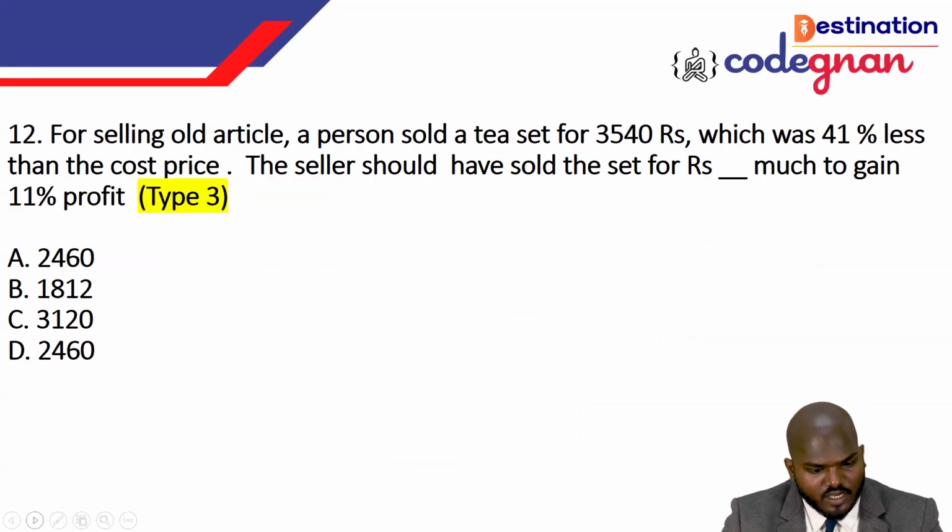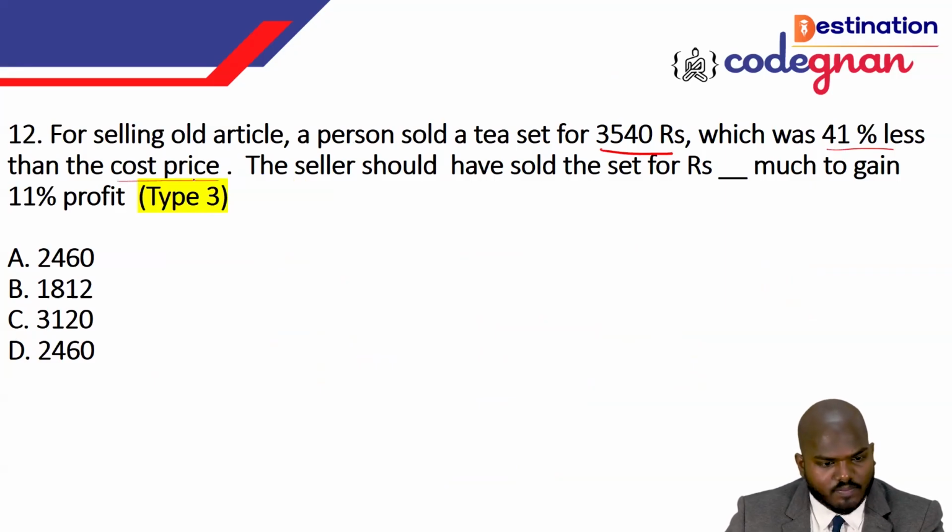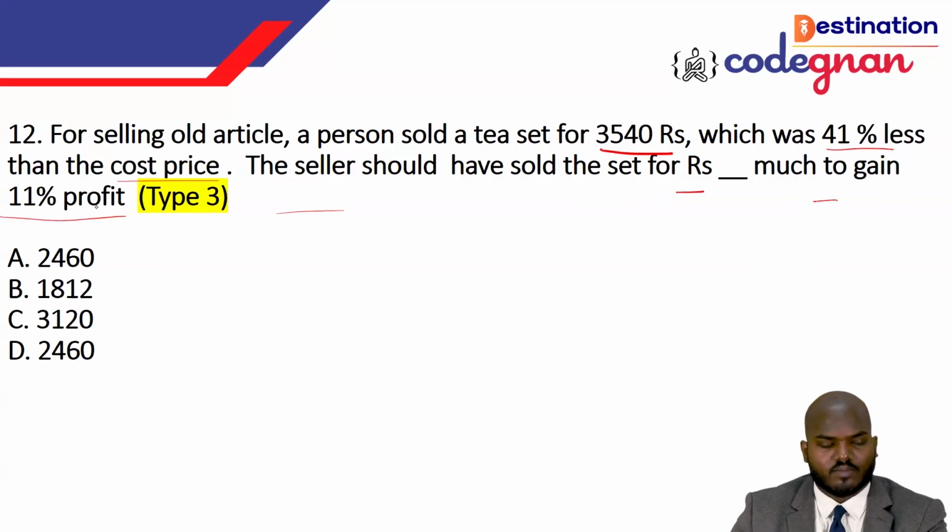That is type 3 with respect to the same type of thing. For selling an old article, the person should have sold a tea set for 3540 rupees, which is 41 percent less than the cost price. We don't know what the cost price is. The seller should sell the set for dash rupees if he wants to gain 11 percent profit.